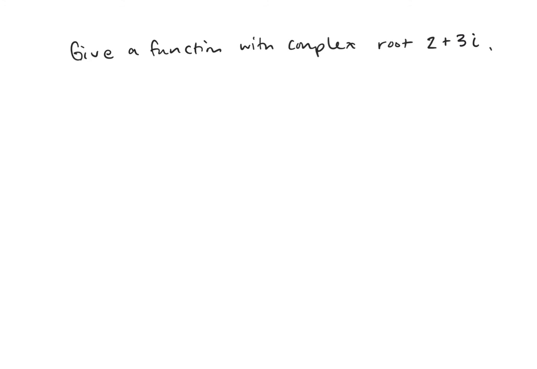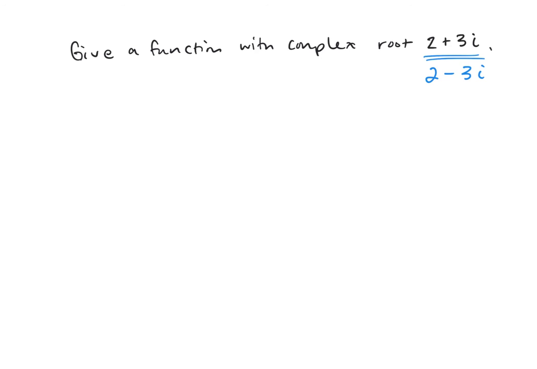Next problem. Give a function with a complex root of 2 plus 3i. It's always x minus a root times x minus another root times x minus another root, and so on, all times some other coefficient a. In this case, I'm given a root. I don't need to worry about any other possibilities. But it's only giving me 1. Remember, complex roots always happen in pairs. There must be the conjugate 2 minus 3i.